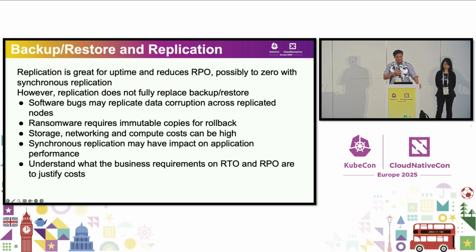And replication, again, it's good, but you have to look at your costs. Storage, networking, and compute costs can be high. So you really have to understand if it's what you need. And synchronous replication may have an impact on your application's performance because it's taking the time to make sure the write is happening in multiple regions before it actually moves forward. So it's really important to understand what your requirements are on things like RTO and RPO before you select a strategy, and then pick the right one to match your costs.